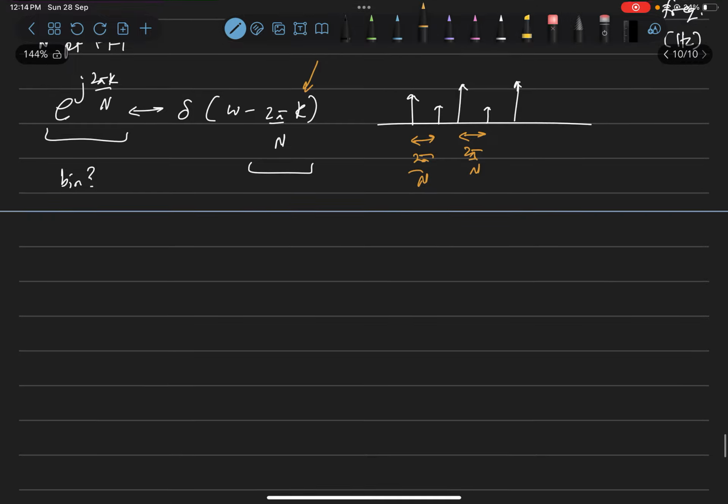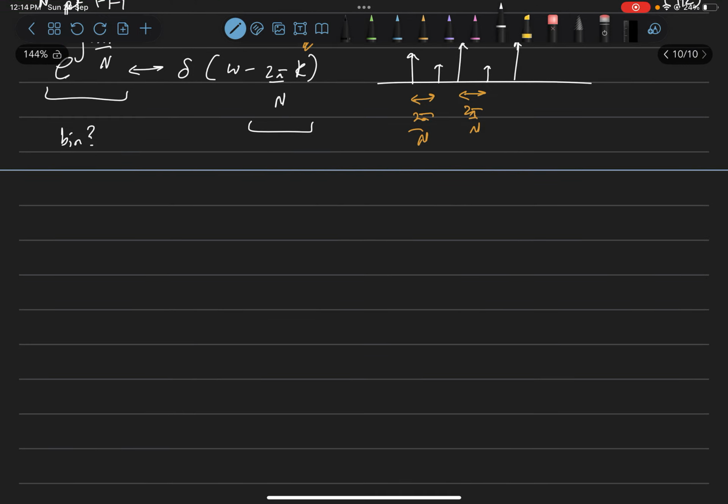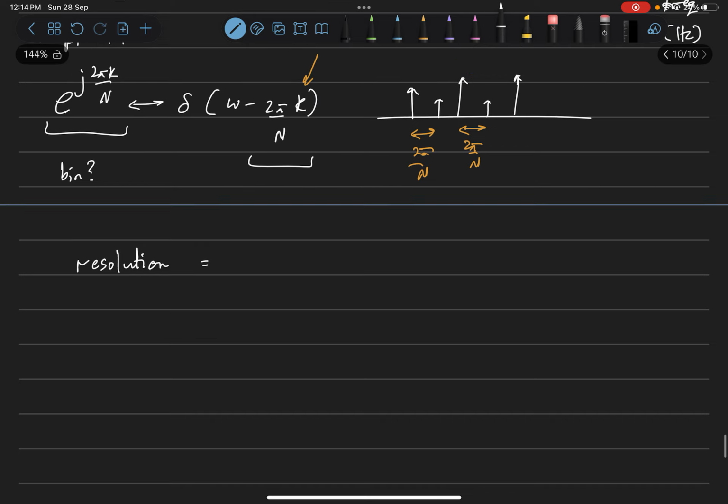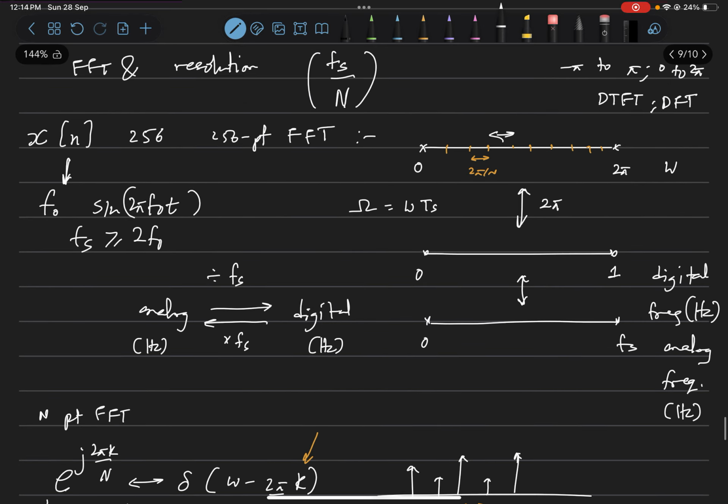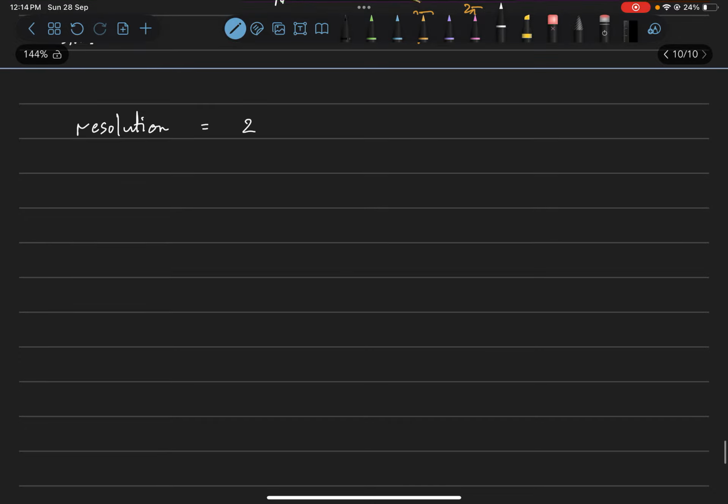So the resolution that we talk about, because the frequency is now quantized and no longer continuous, will be the difference between bins, which is the least frequency that you can measure. That will be 2 pi by N. So this is in radians per second, and that too in the digital domain.